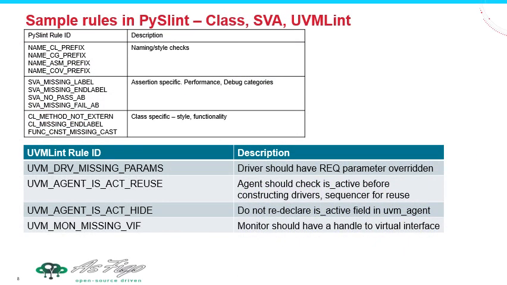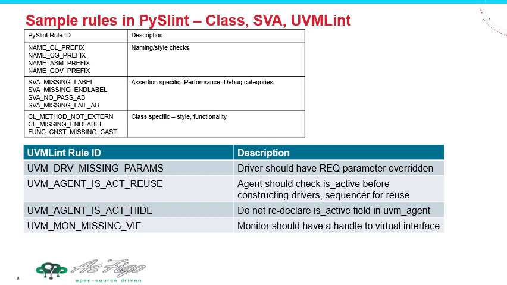So here are some sample rules. On the top, you see a table with 2 columns. I'm going to focus on the second column. You can do naming style checks, such as your class shall have a prefix or a suffix, covergroup shall have such and such prefix, the assumptions, the assertions, the coverage prefix, etc. You can check all that. You can also get a little bit fancier with assertions. Specifically, for example, you want to have the fail action block mentioned, and you don't want to use a pass action block, and make sure you have a label, you have an end label, etc. You can do all that.